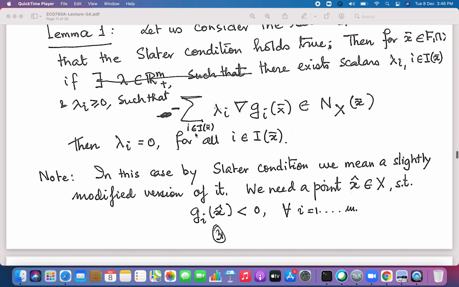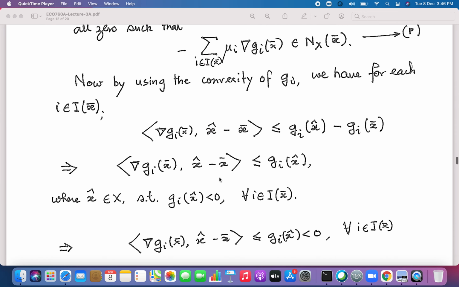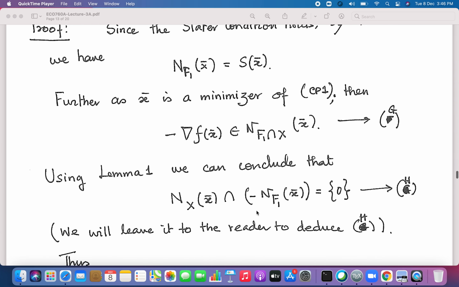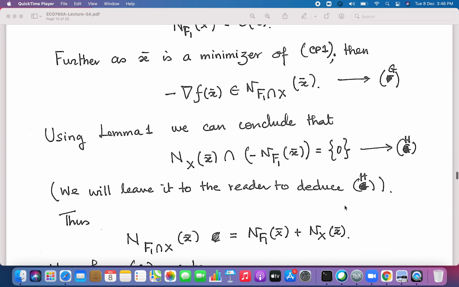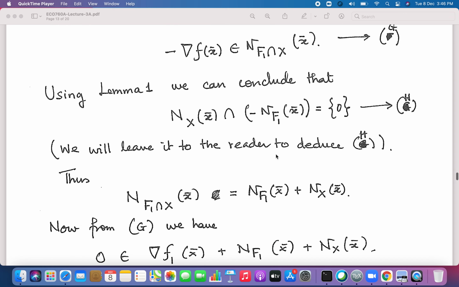So what does it say? This lemma says that the intersection of minus N F1(x bar) with N X(x bar) is equal to 0. That is exactly what lemma 1 says. So the qualification condition to apply the calculus rule for the normal cone is immediately there. So you know that N of F1 intersection X at x bar is the Minkowski sum of N F1(x bar) plus N X(x bar). So what does it mean now?